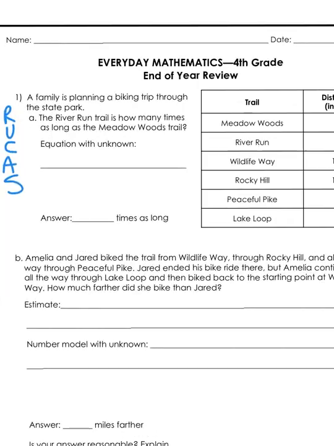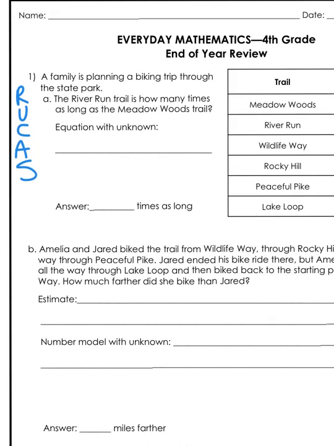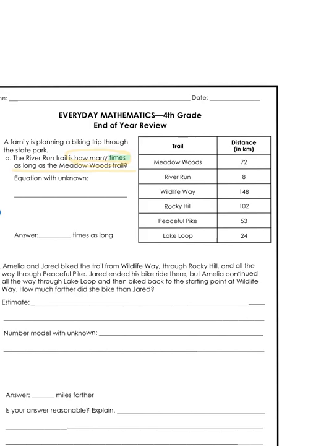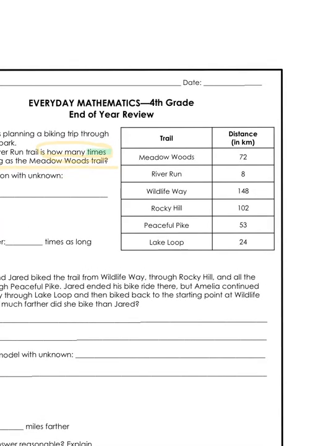So let's reread the problem. The River Run Trail is how many times as long as the Meadowwoods Trail? So when I see the words how many times, specifically the word times, I know I have to multiply to find the answer. Now the Meadowwoods Trail over here is 72 kilometers, and the River Run is 8 kilometers.